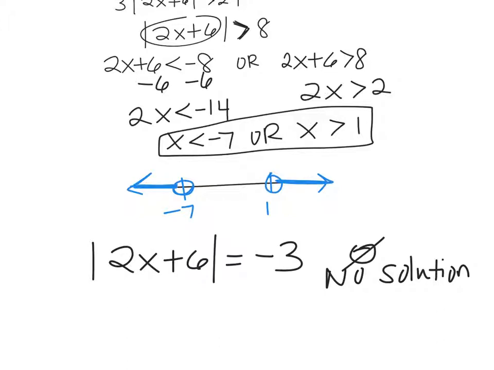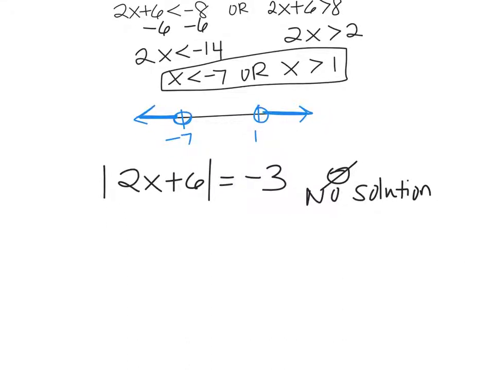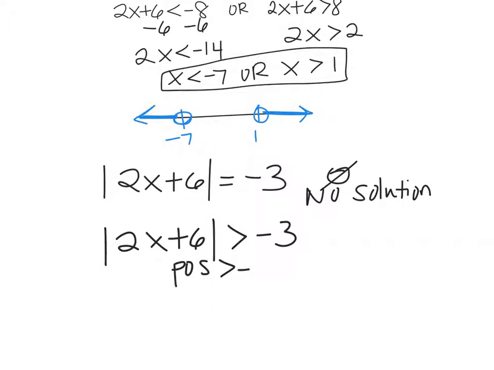So if you come across one on the quiz tomorrow, then do that. Okay? Don't solve it. People will. They'll go 2x plus 6 could be -3 or +3. You know, it's not true. Not true. Okay, now with absolute value inequalities, there's a couple of special cases. What if I change this problem to be greater than -3? Okay, what this essentially is saying is, when is a positive greater than -3? Always. So your answer is all real numbers.